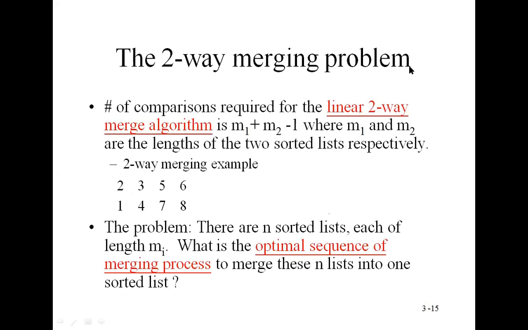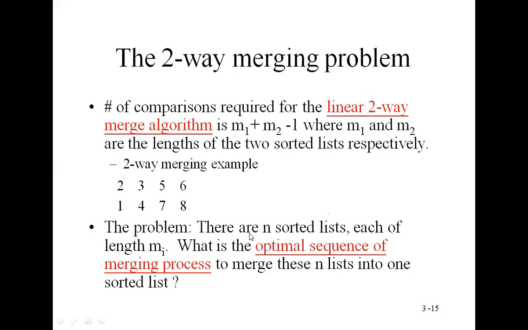See, two-way merging problem. The number of comparisons required for the linear two-way merge algorithm is M1 plus M2 minus 1. Here M1 means the number of records in the first file, M2 the number of records in the second file, minus 1. So M1 and M2 are the lengths of the two sorted lists. Two-way merging example: 2, 3, 5, 6 we have taken, and 1, 4, 7, 8.